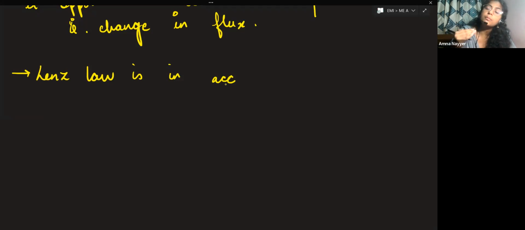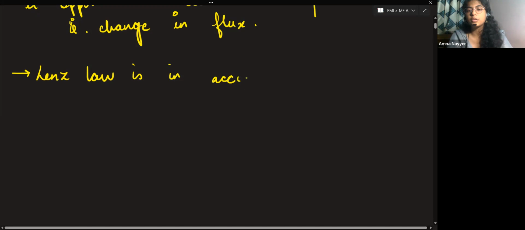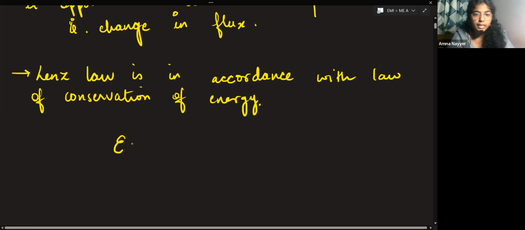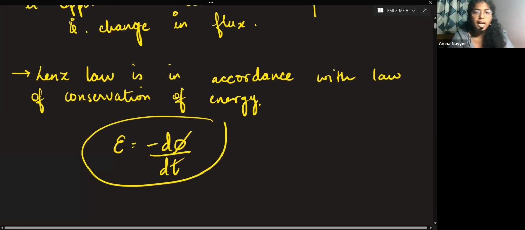Work is done to overcome the force of repulsion. So that's why, because of the work done, we have Lenz law, which is in accordance with the law of conservation of energy. That's why in this formula, minus d phi over dt, we had this negative sign. This was because of Lenz law only.